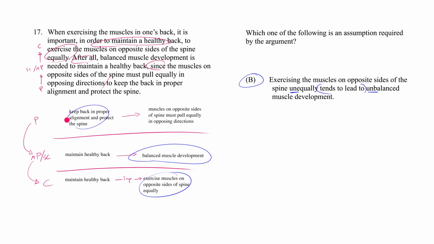Like you can kind of see the relationship between these two ideas, keeping your back in proper alignment, protecting the spine. Surely that has to be relevant for maintaining a healthy back, right? There's got to be some relationship here between the two. And then also you can see some relationship here. Muscles on opposite sides of your spine pulling equally, right? That has to somehow be related to balanced muscle development, right?